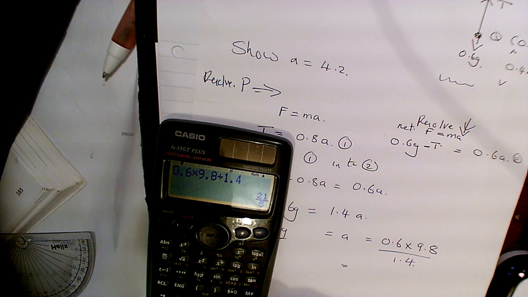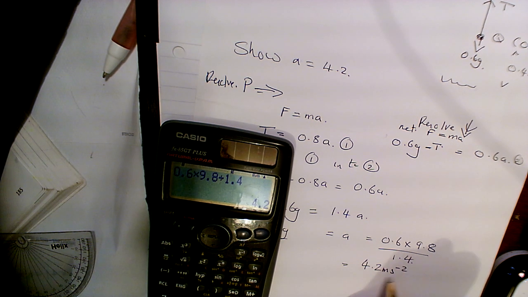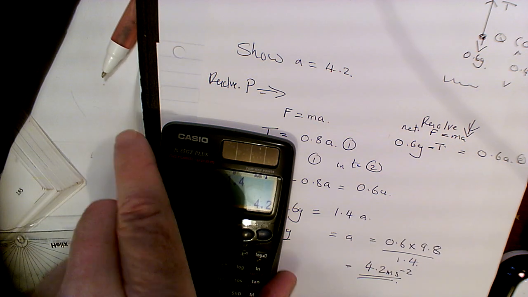Which is equal to 21 over 5 or 4.2 meters per second squared, and that is part A completed.